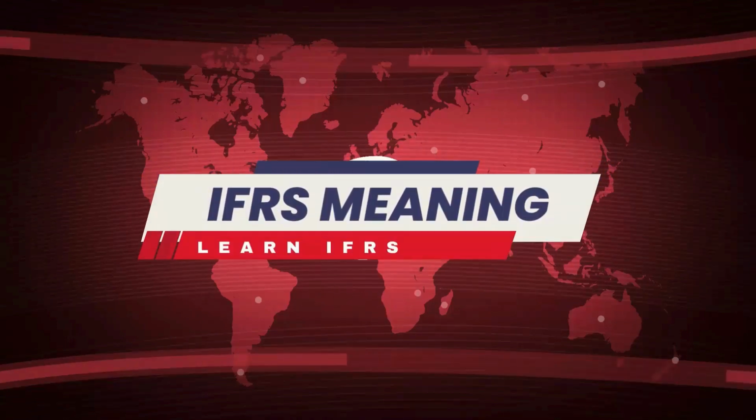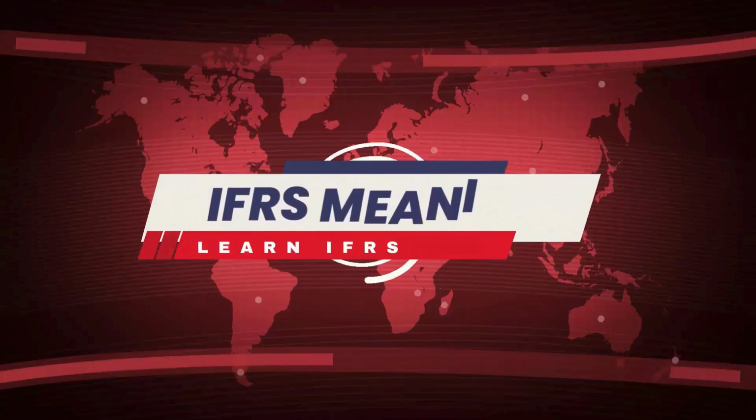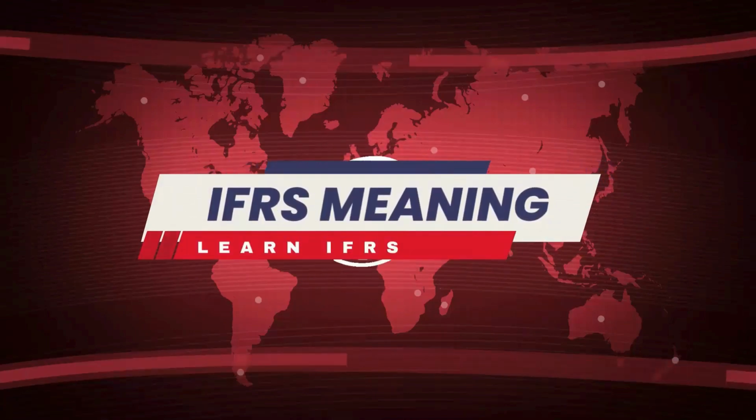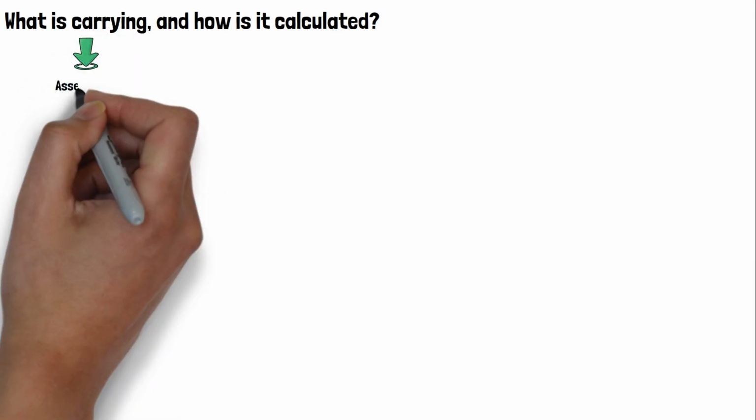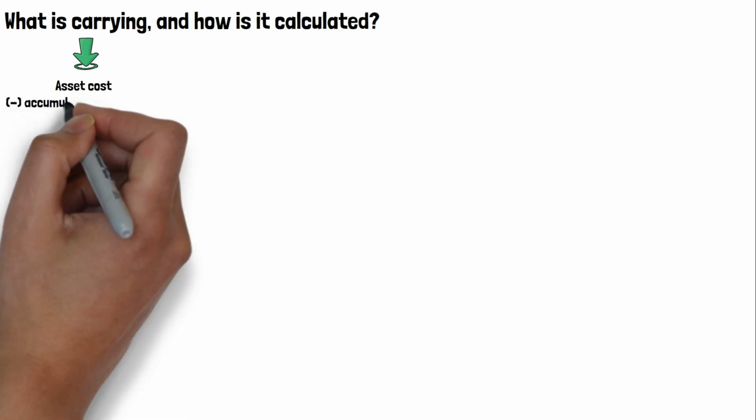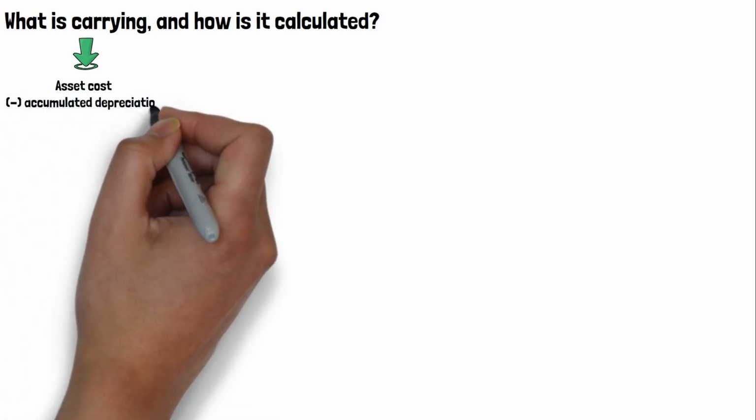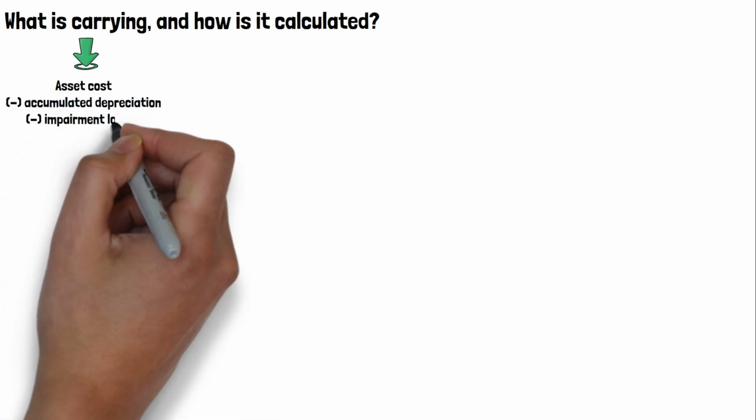Welcome to IFRS Meaning. Today we will talk about the carrying amount of an asset, and we will learn how to calculate its value. The carrying amount of an asset is the value recognized after deducting accumulated depreciation or amortization and impairment losses.